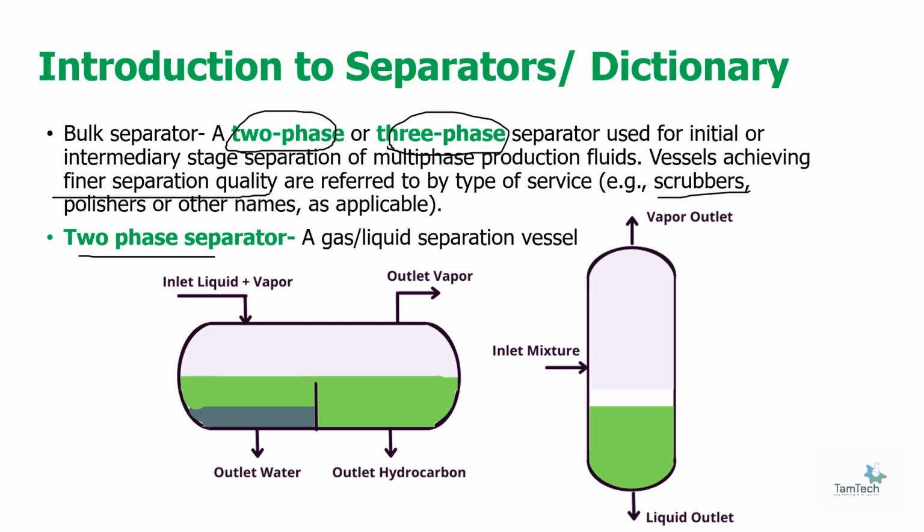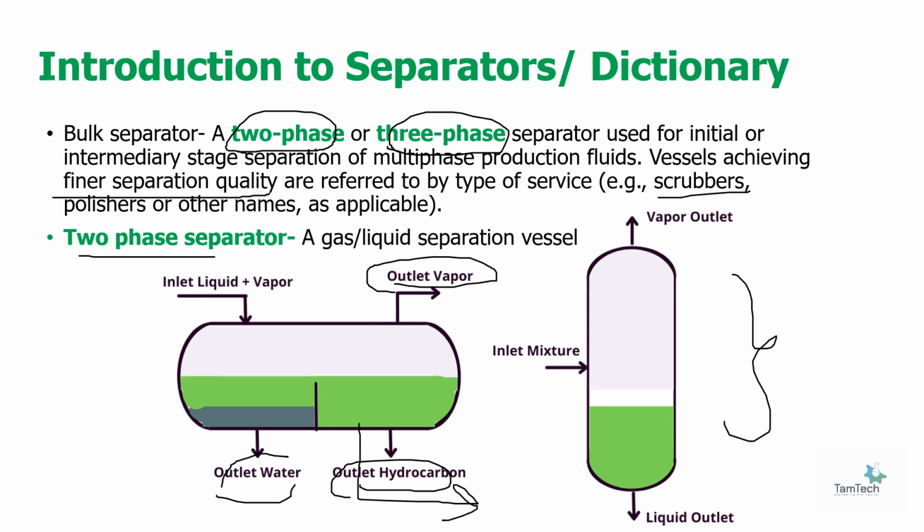When it comes to vertical or horizontal, on the horizontal one, your inlet liquid and vapor two-phase mixture is incoming to the separator. It could also be called the wellhead fluid. Then it will be separated into outlet water, outlet hydrocarbon, and vapor. Normally, this looks like the three-phase separation. Also in the vertical one, you have the inlet mixture, vapor outlet and liquid outlet. This looks more like the two-phase separation. So in the horizontal one, you will have only one liquid outlet in the case of two-phase separation.